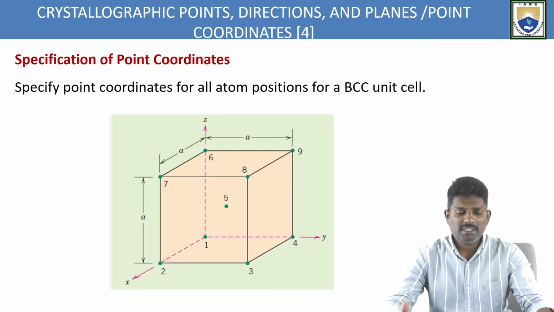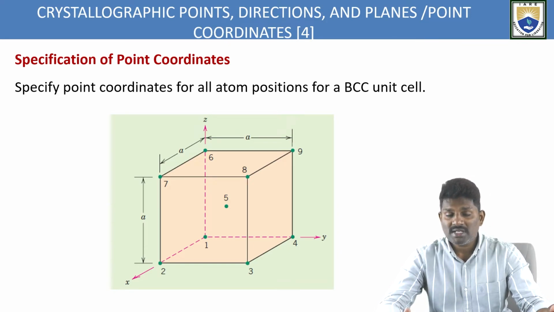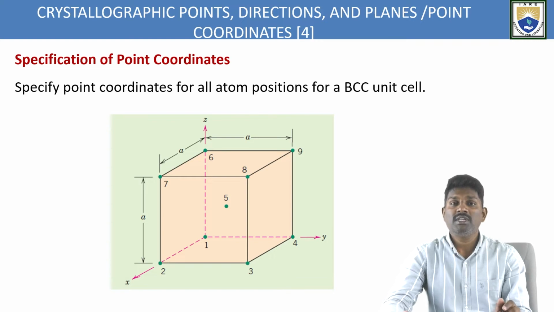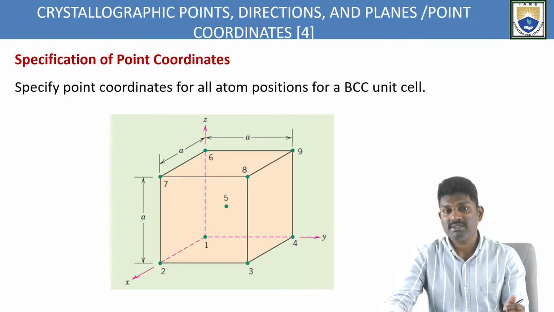Coming to the next thing, specification of point coordinates. Specify the point coordinates for all atom positions for a BCC unit cell. So this is the body centered unit cell. For this body centered unit cell, you have to specify the point coordinates of all the atoms. So for all the atoms, you have to show the point. So how to represent these points?